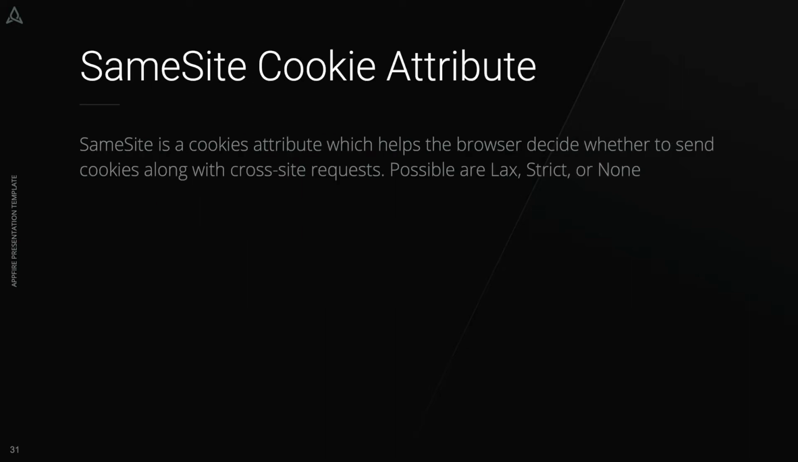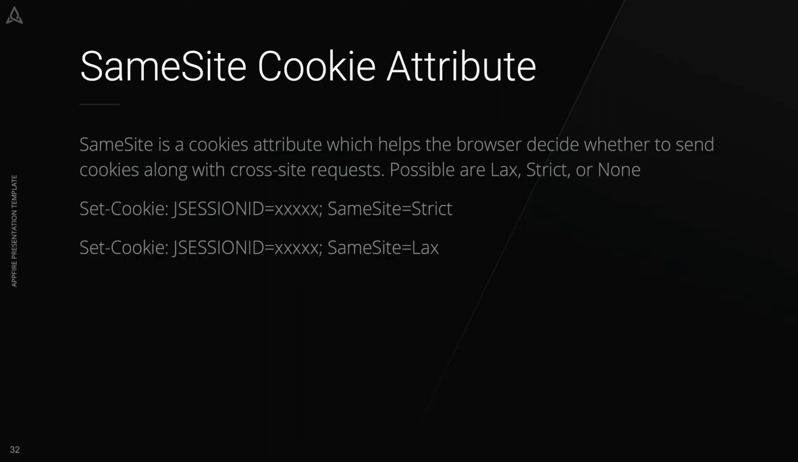SameSite cookie attribute. That's basically a cookie attribute which helps the browser to decide whether to send cookies along with a cross-site request or not. Possible values are Lax, Strict, and None. It looks like this. For example, when you create a cookie, you add an attribute called SameSite and you set it equal to some value.